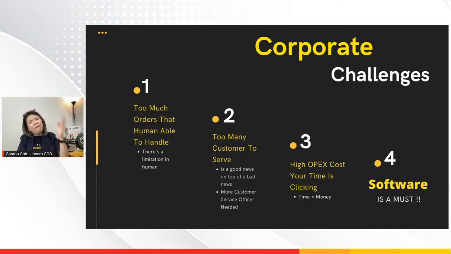So now, the first challenge you will face when it comes to corporate challenge is too much order that humans are able to handle. That time, you sleep when you smile or you laugh when you sleep, because the orders keep on pumping in. So when orders are pumping in, that's also a problem. Because you know why?